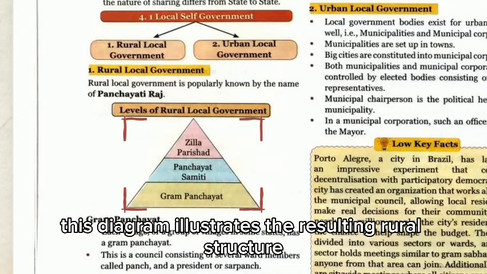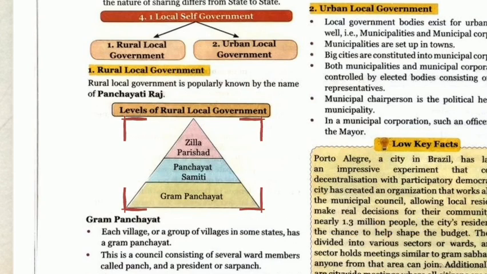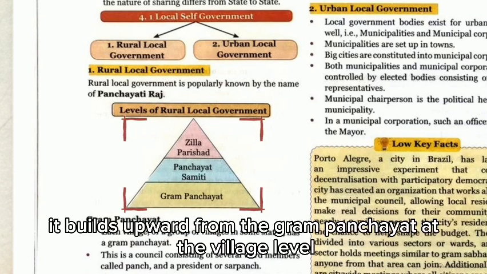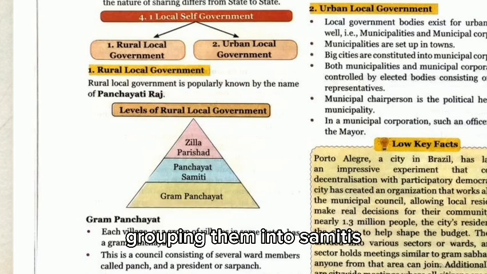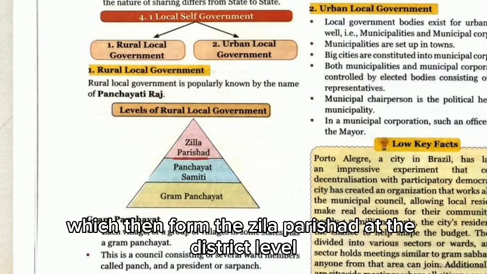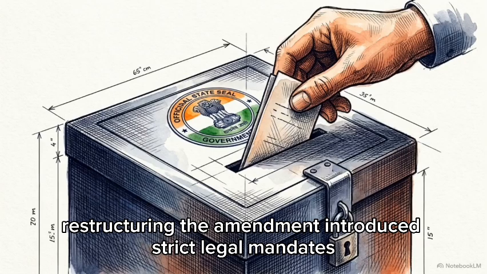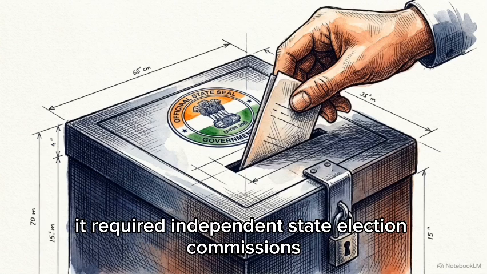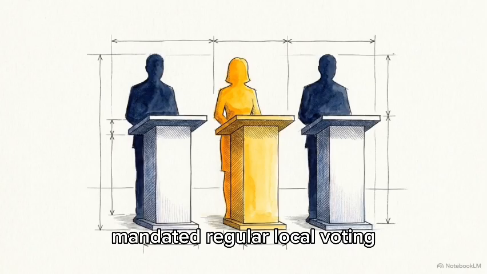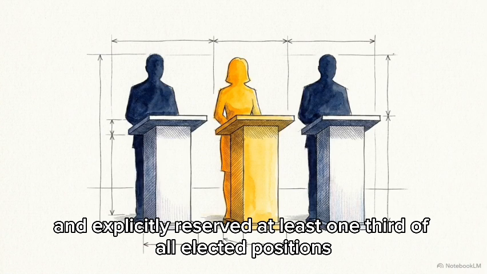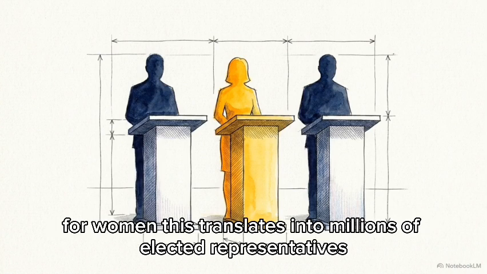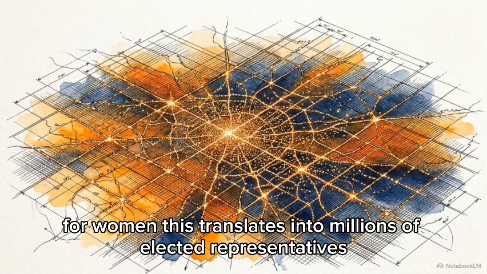This diagram illustrates the resulting rural structure, known as Panchayati Raj. It builds upward from the Gram Panchayat at the village level, grouping them into samitis, which then form the Zilla Parishad at the district level. To enforce this restructuring, the amendment introduced strict legal mandates. It required independent state election commissions, mandated regular local voting, and explicitly reserved at least 1/3 of all elected positions for women. This translates into millions of elected representatives operating at the grassroots level.